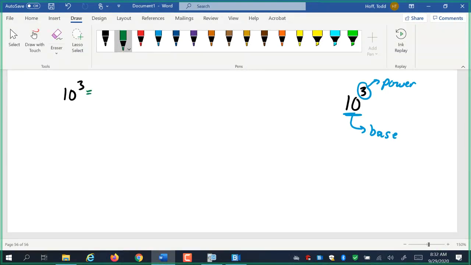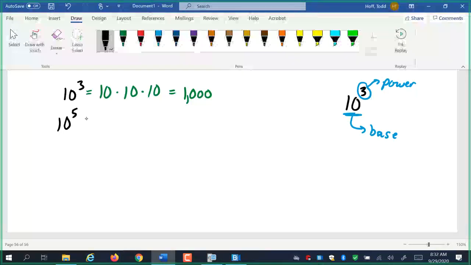Our 10 to the third over here means the 10 means that we're repeating a 10. The 3 means there's 3 of them multiplied together. So 10 times 10 times 10, or 1,000. Now, many of us have learned some shortcuts for our powers of 10. 10 to the power of 5, which is going to be 10 times 10 times 10 times 10 times 10, ends up being 100,000.